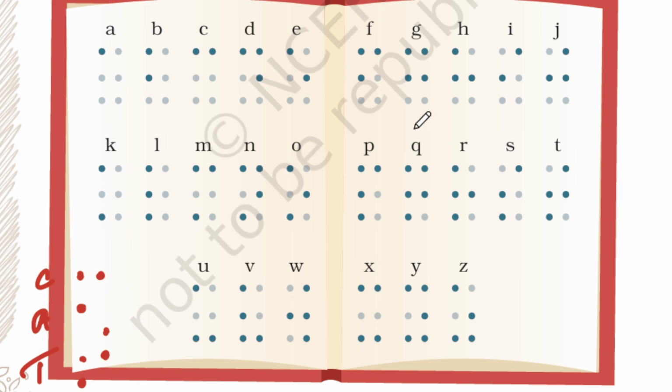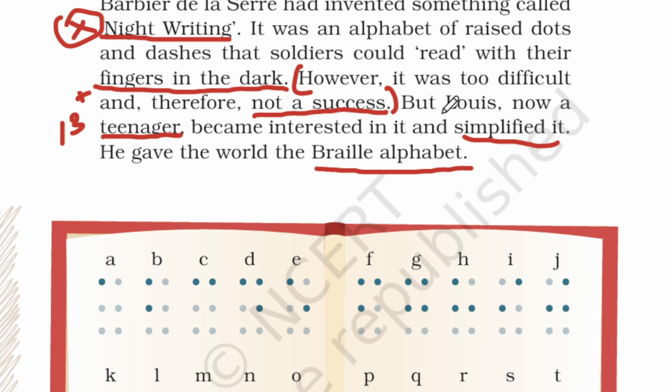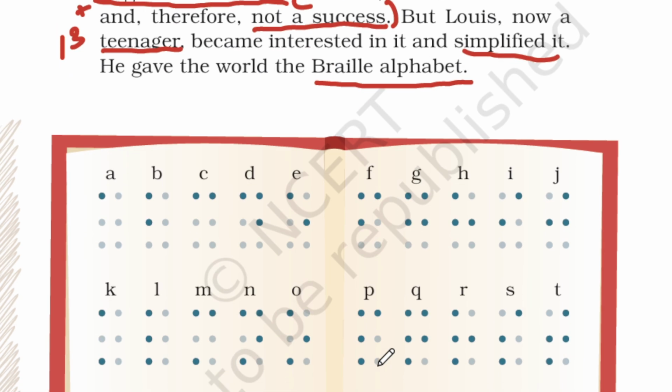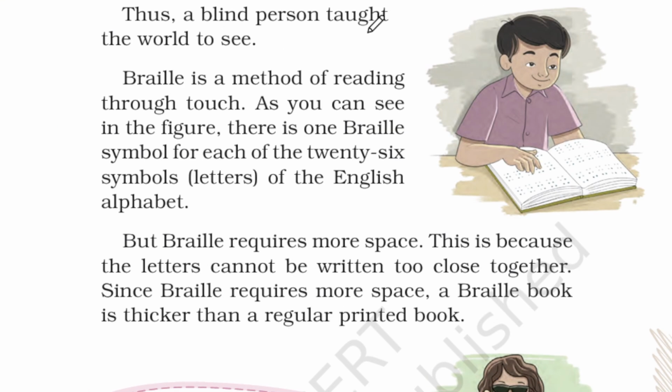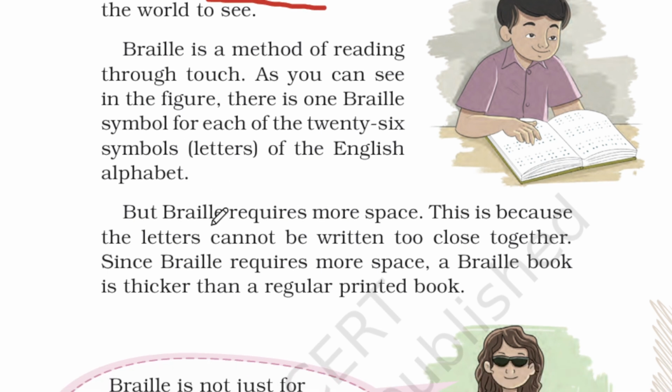Okay, so Braille invented this alphabet which is called the Braille alphabet. Thus, a blind person taught the world to see. So, what happened now? He is blind. Louis is blind, but he invented this, Louis Braille. So, everyone around this world can see, including a blind person. So, that is very important.